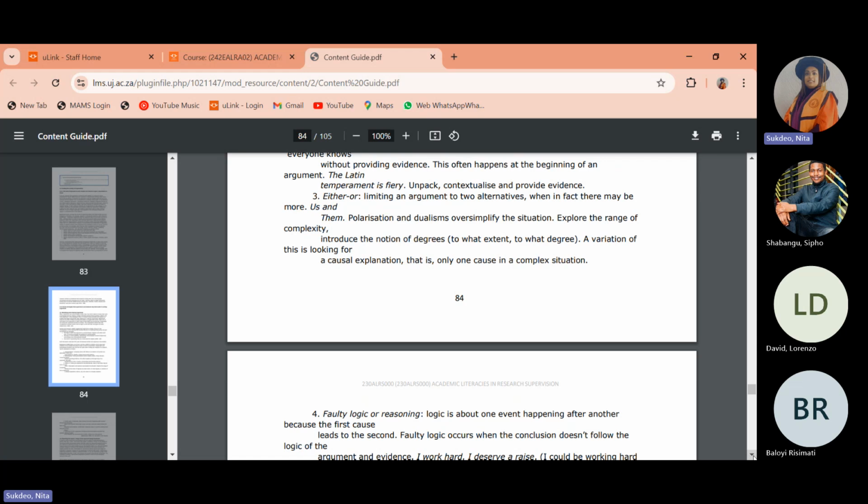Using either-or, limiting an argument to two alternatives when in fact there may be more, us and them, polarizing and dualism, oversimplifying the situation. Explore the range of complexity, introduce notions of degree, to what extent, to what degree. Show some kind of variation in your explanation. So if you are putting forward alternatives, know that there may not be only two alternatives. There could be multiple alternatives.